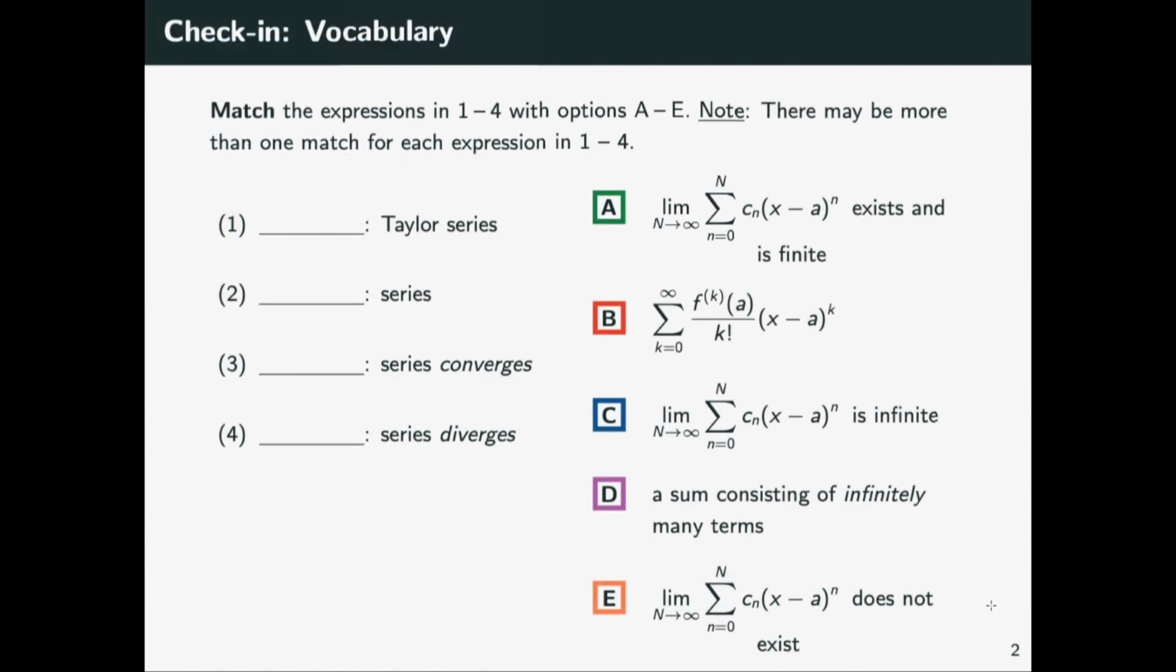All right, for our check-in today, it centers around vocabulary. So basically, I want you to match the items 1 through 4 with the options A through E, and there might be more than one of these that connects to the 1 through 4. So let's take a moment to pause and reflect, and we'll be back in just a moment to discuss the results.